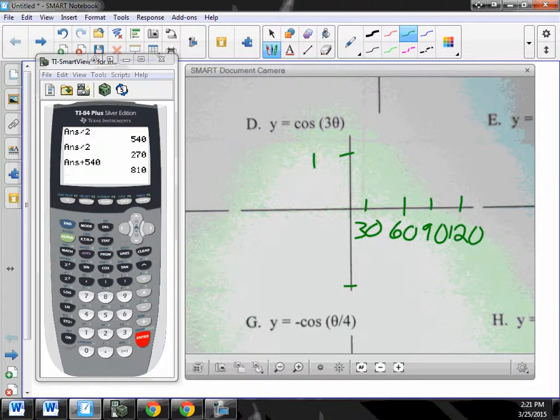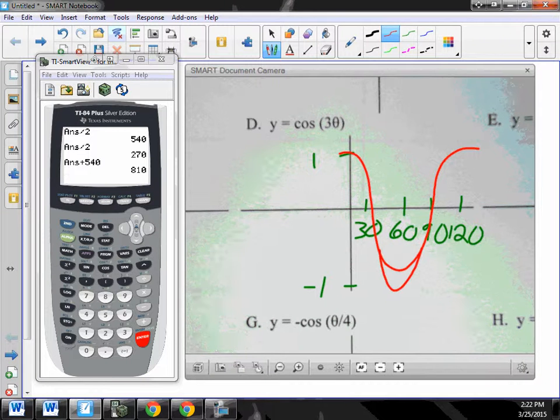Cosine is still bounded from 1 to -1. Cosine starts at the top. There you go. So now the graph of the cosine hasn't really changed, but the labels of the x-axis have changed. We've shortened the wavelength by going faster around the circle.